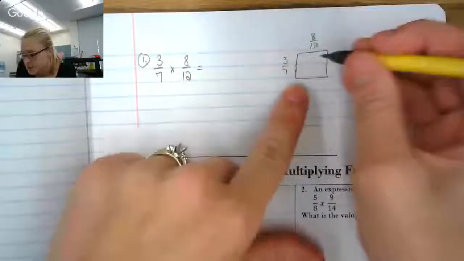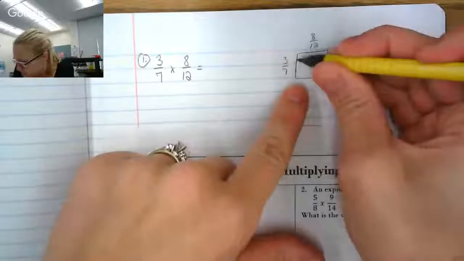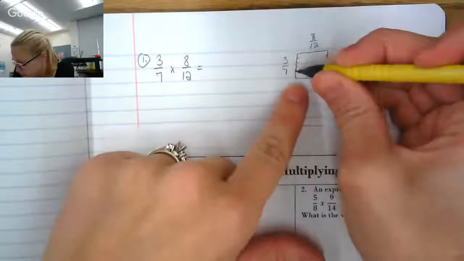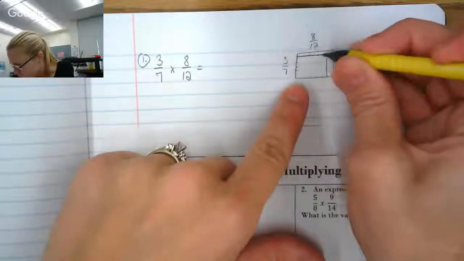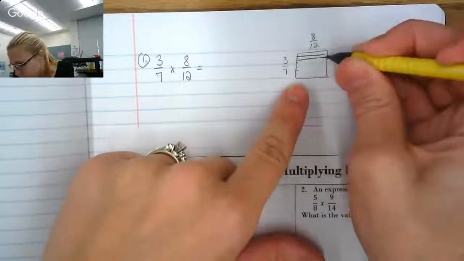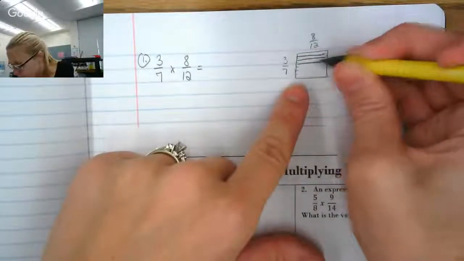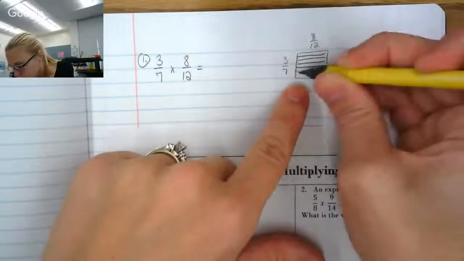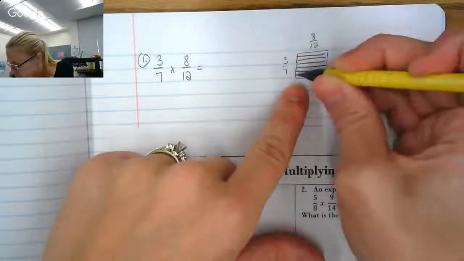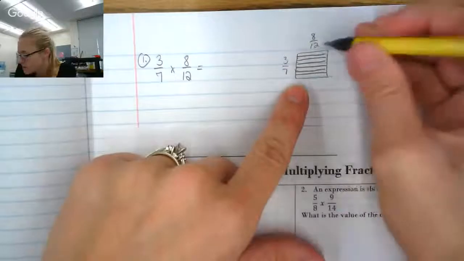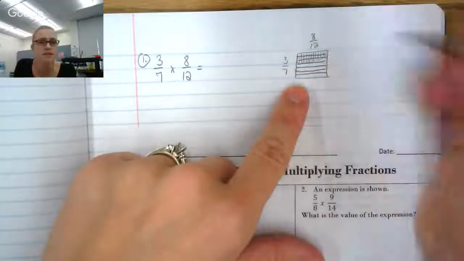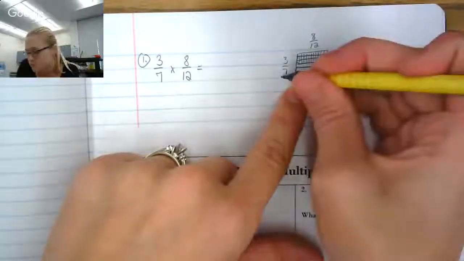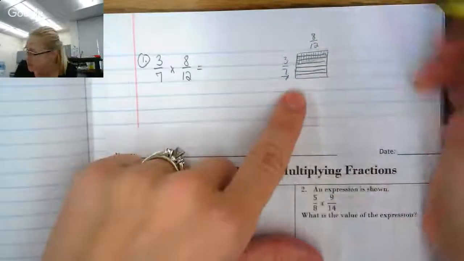I would divide this side into 7, so I would need to draw 6 lines. 1, 2, 3, 4, 5, 6. So I drew 6 lines to show 7 parts, and I would shade 3 of them. That shows 3/7. And so that I've multiplied 3/7 going across, and I would do the same thing now going down with that area model.